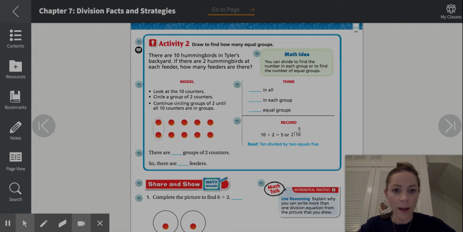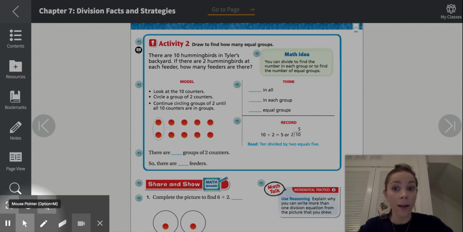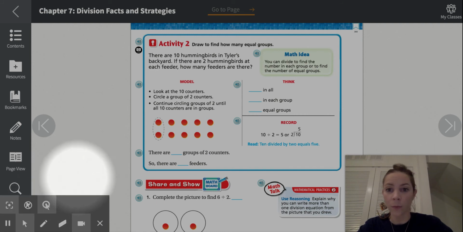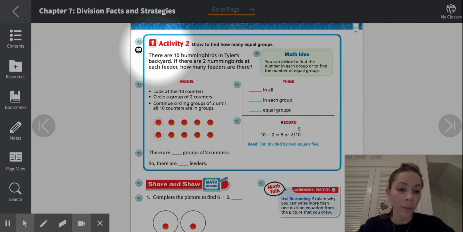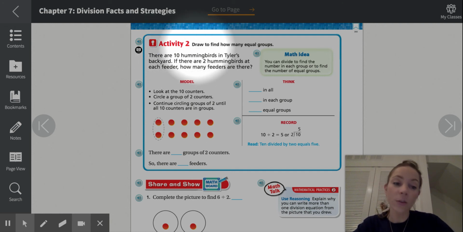Okay, so we're back. We're still in lesson 7.1, but now we're going to do activity 2. In the first problem for Unlock the Problem, we already knew the number of groups and we had to find how many were going inside of each one. Now for activity 2 with division, we are going to do the opposite.